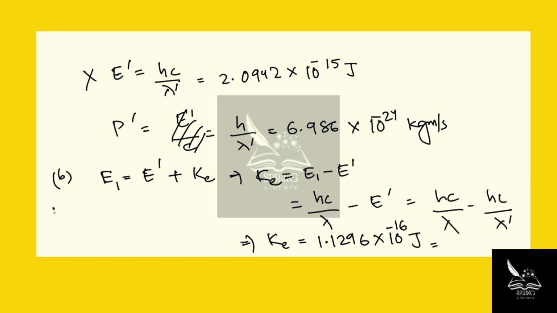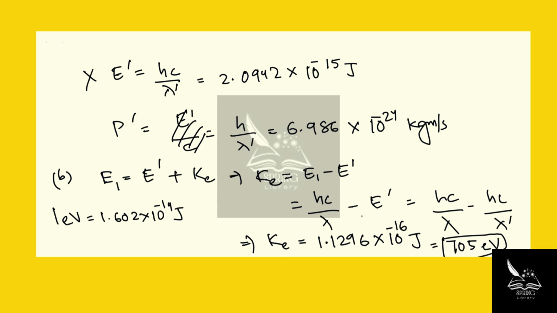And we know that 1 electron volt is 1.602 times 10 to the power minus 19 joules. So we can divide by this factor over here and find the kinetic energy in units of electron volts, and that comes out to be 705 electron volts. So the energy of the incident photon is 13.8 kilo electron volts, and therefore only 5% of its energy is transferred to the electron as the kinetic energy of the electron.